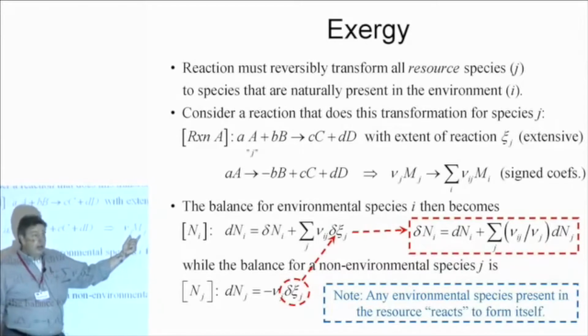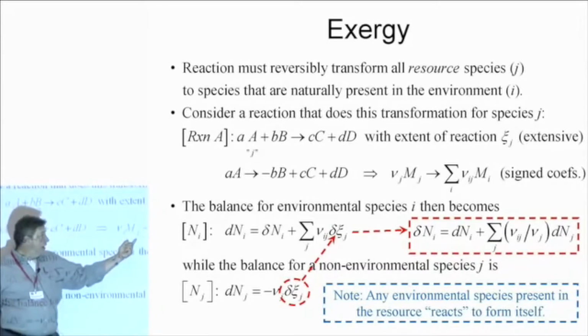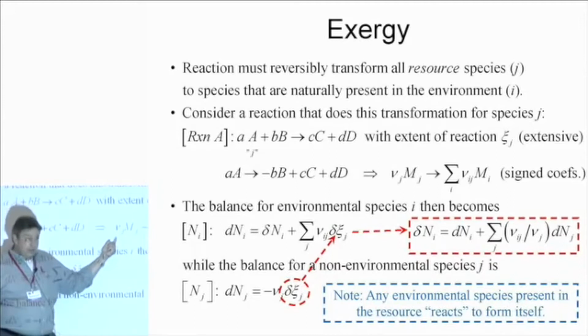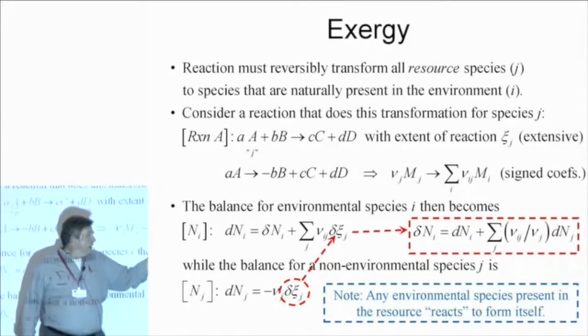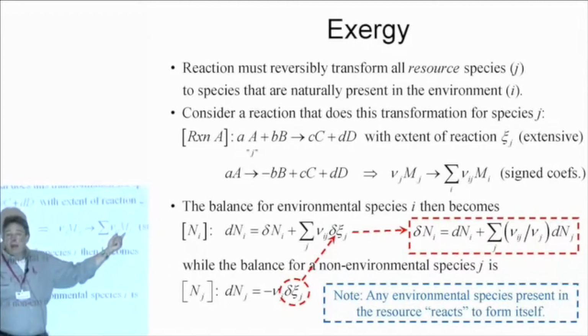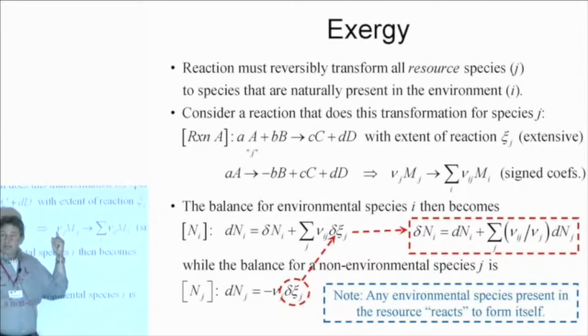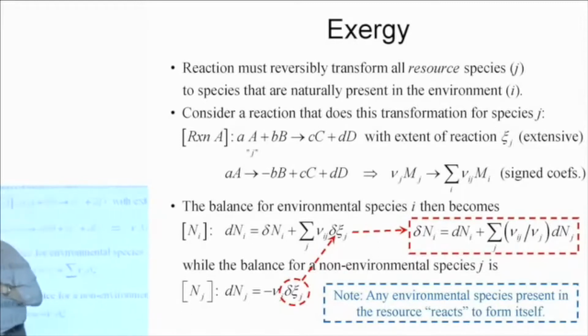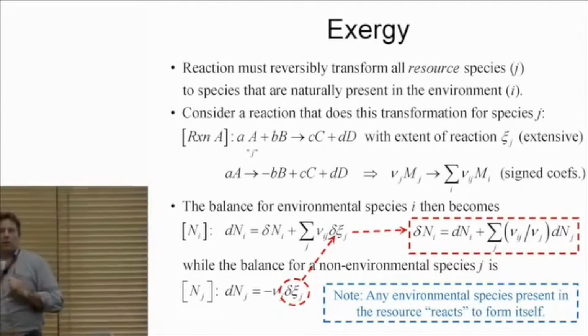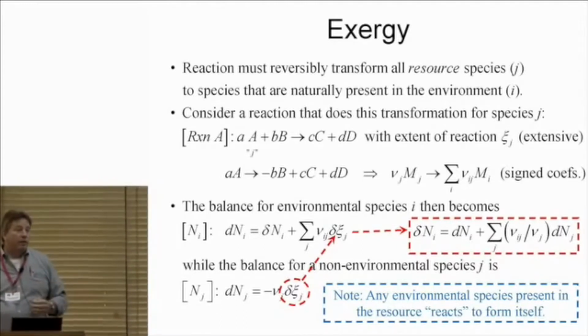So species J, so molecule J, stoichiometric coefficient nu J, whatever the coefficient is, 1 usually, will go to the sum over nu Ij Mi, the molecules that are in the atmosphere, however many of these I make per number of these I react. Nu Ij, sum over all the things I make. Okay with that? Really just another way to write a chemical reaction, a reaction balance.